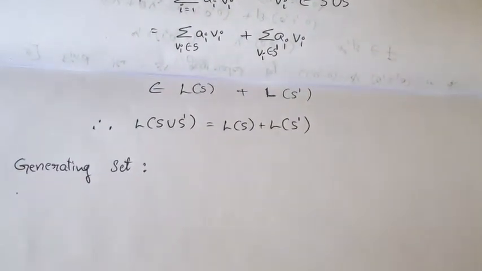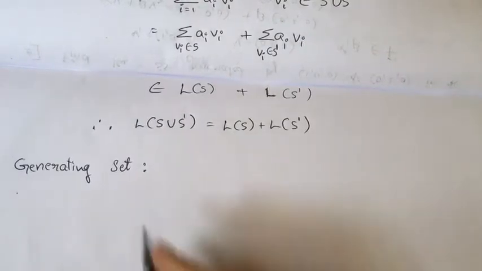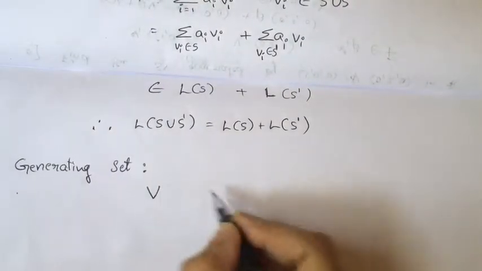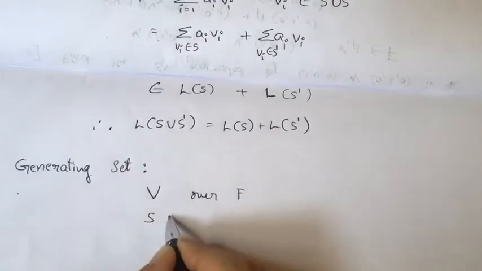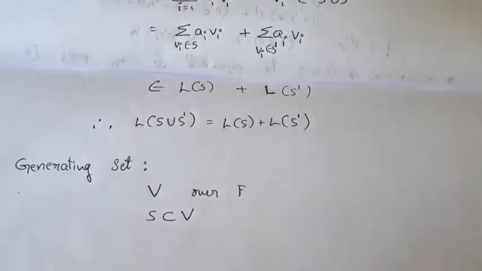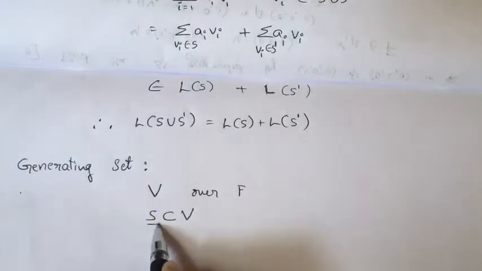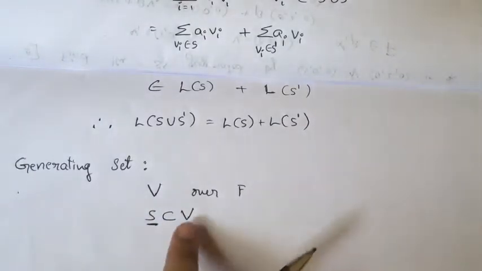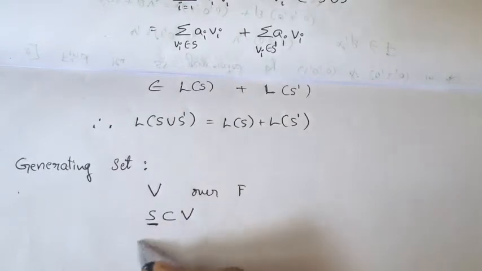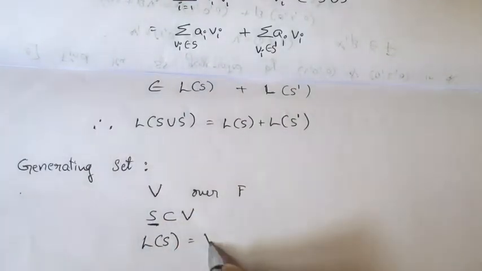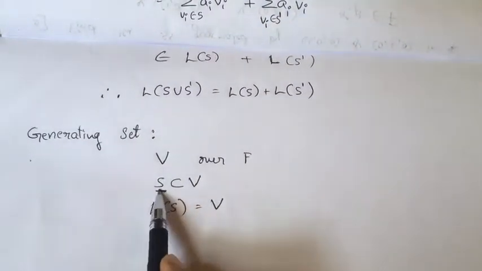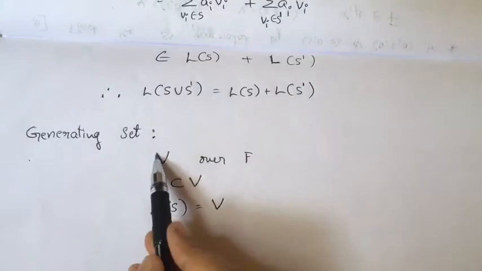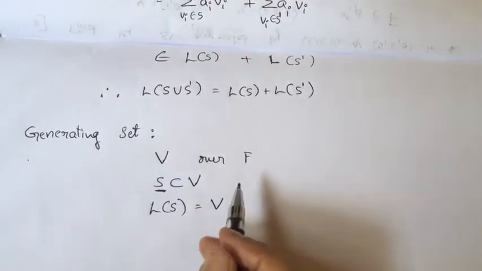First one is the generating set. Suppose I have a vector space V over the field F, and S is any subset of the vector space V. Then I'm calling S a generating set for V if the linear span of S is nothing but the vector space itself. Then I can say that S is a generating set for the vector space V.